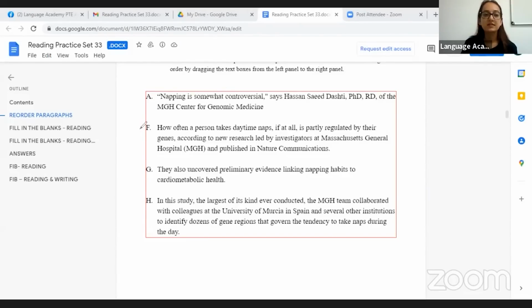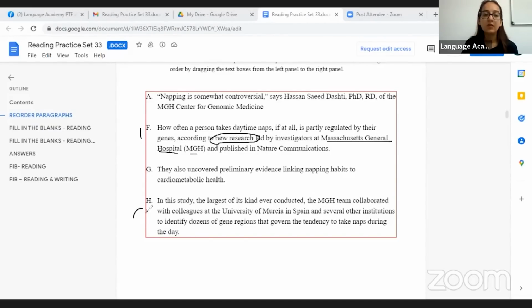The first sentence is F. How often a person takes daytime naps, if at all, is partly regulated by their dreams, according to new research led by investigators at MGH. The full form of MGH was given in this sentence. This is the first one and published in Nature Communications. And then they talked about a research here.